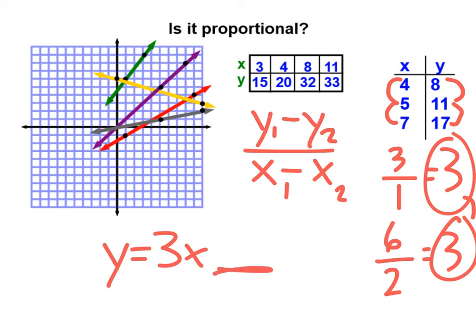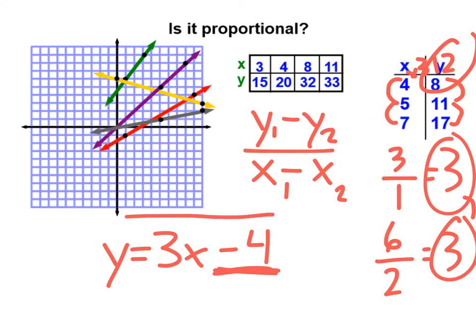But something else happened back here. Because if it were just times 3, then when I took 4 times 3, I would have been at 12. But I didn't end up at 12, I ended up at 8. So what adjustment had to be there? From 12 to 8, I had to subtract 4. And that's how you write the linear equation, even if it's not proportional.